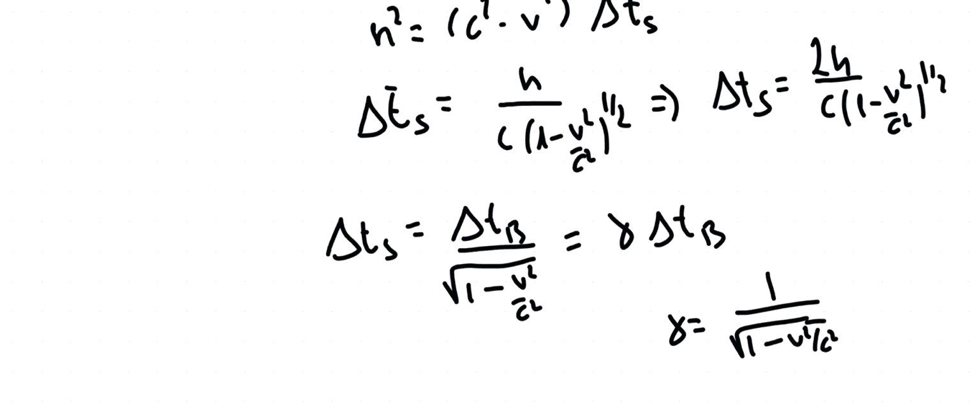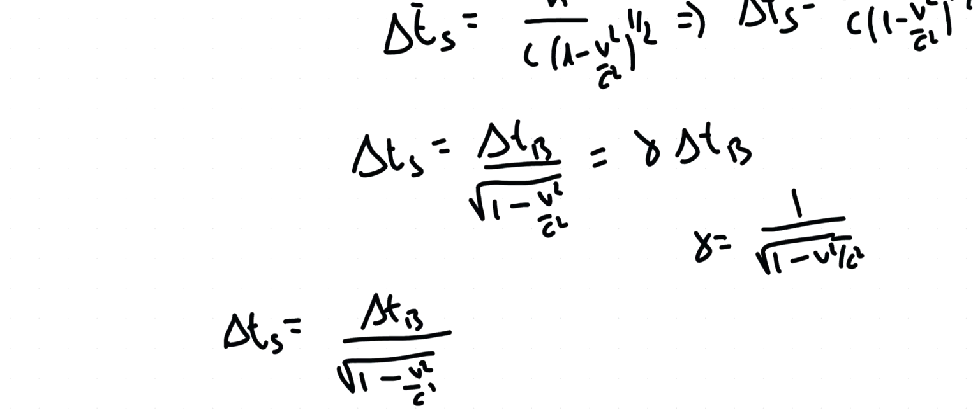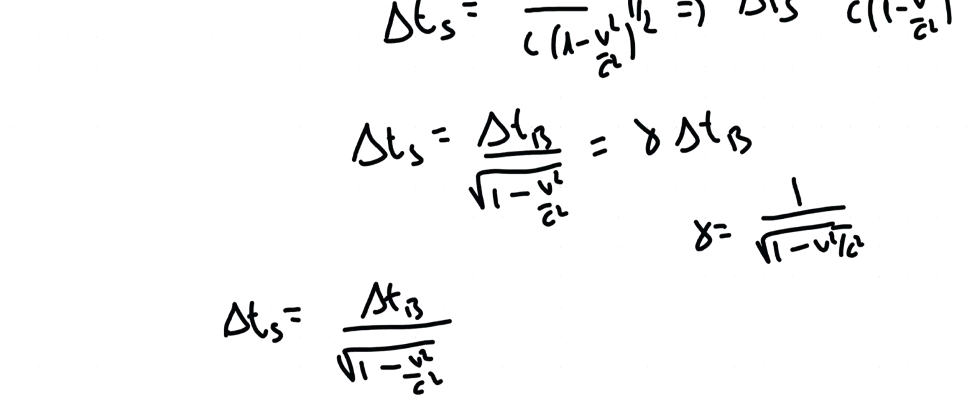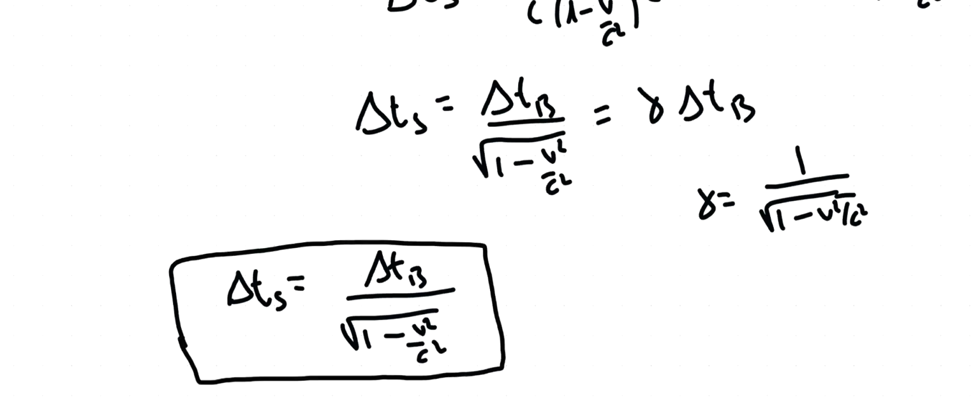So what we found is that delta t s is equal to delta t b divided by the square root of 1 minus v squared divided by c squared. This is the equation which characterizes time dilation.